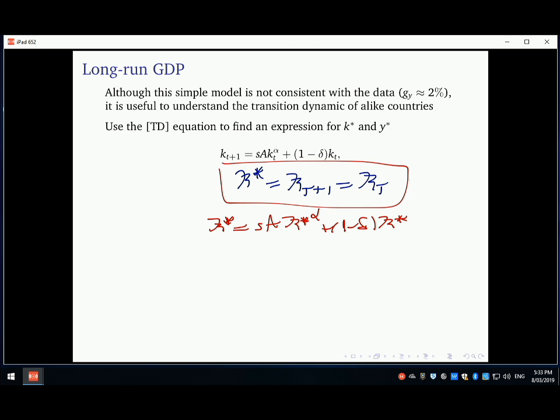Sometimes things are simpler than what they look like, right? So it's not that hard. We just replace, assume this long-run equilibrium is reached, and then we put that in the equation. So now, one more minute, and you find it out.